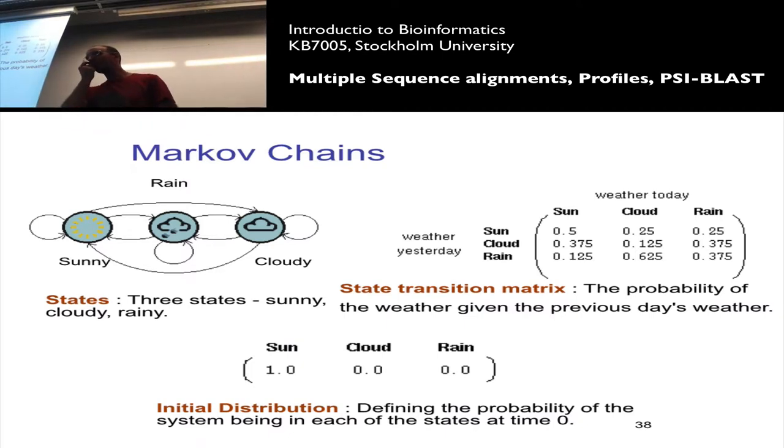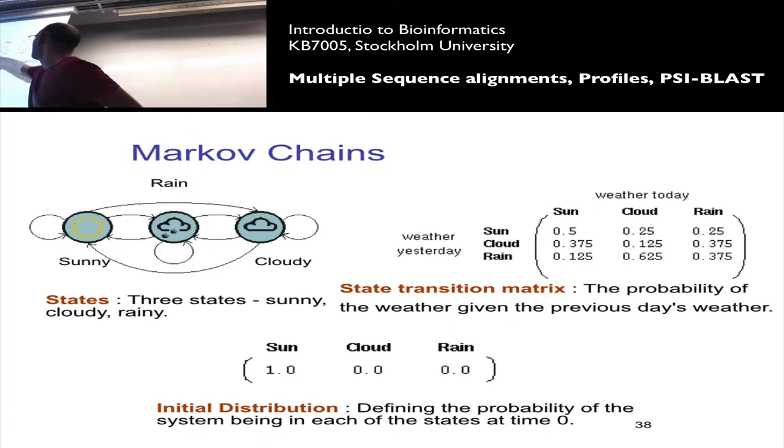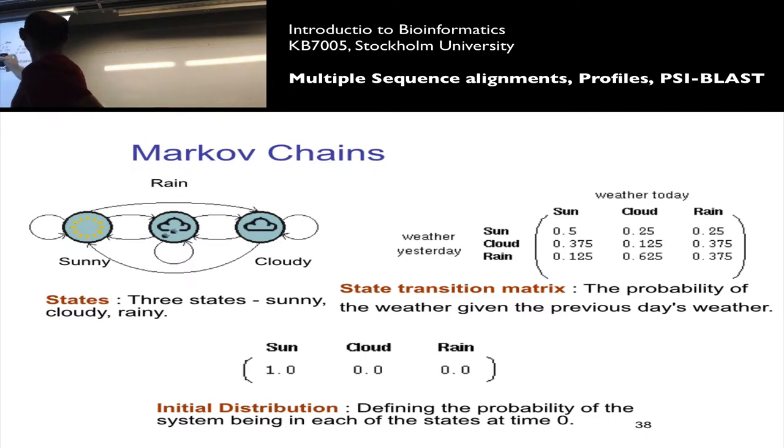Yes? I think it's not right, because if you sum up to one in the horizontal way, but vertically, yesterday and today... if yesterday was cloudy, the probability that it will be any weather today is one. So yeah, okay, if this is yesterday, so this should sum up to one. It should sum up to one horizontally, but it doesn't, it does vertically.